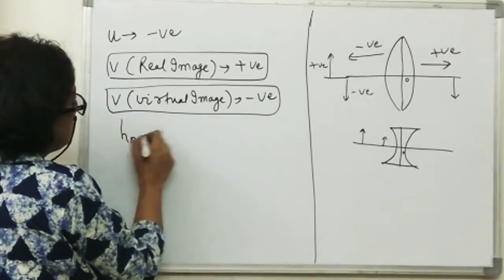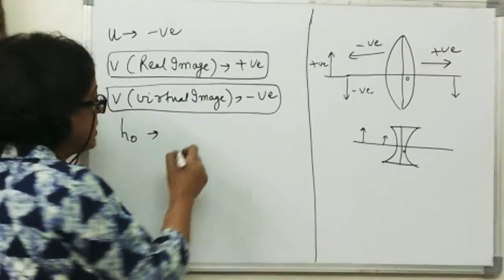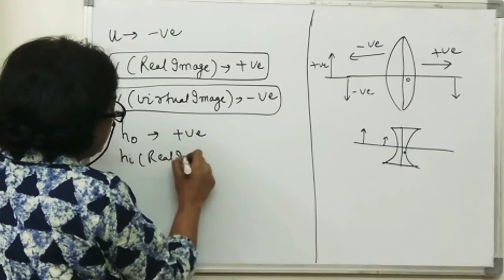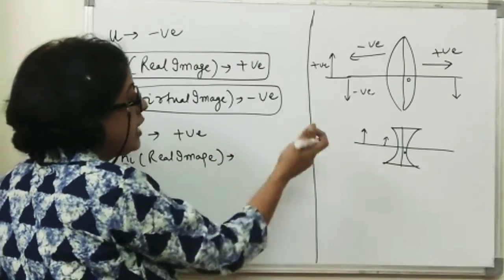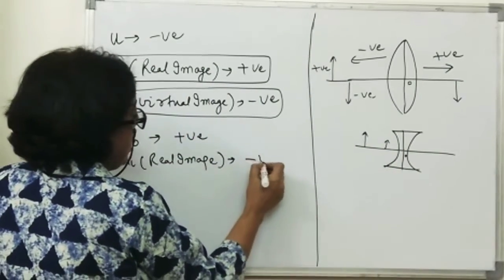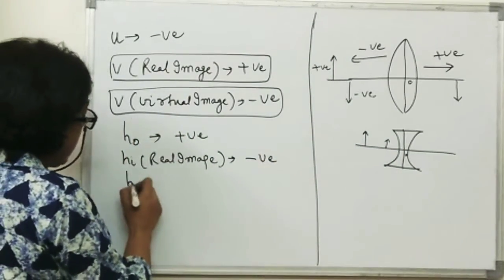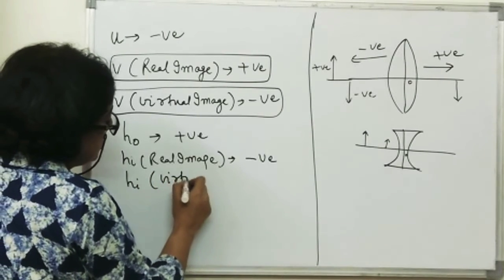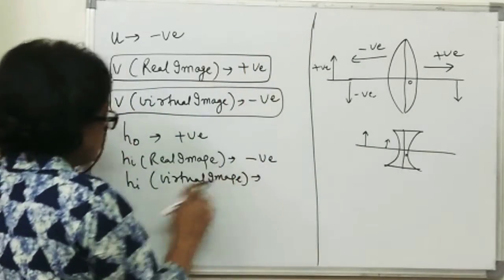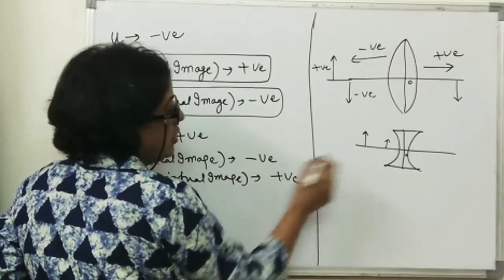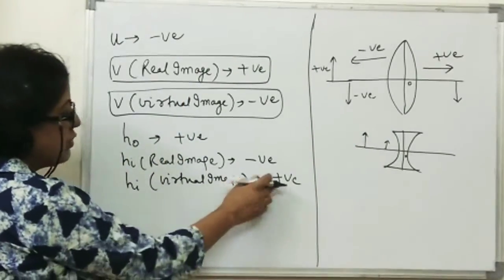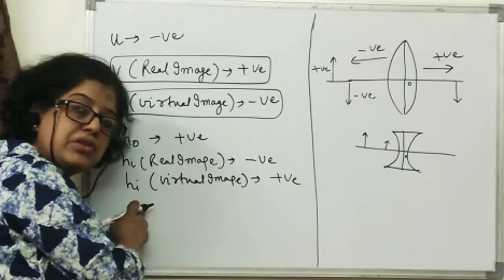Then height of object. We always keep the object above the principal axis. So height of object is always positive. Height of image for a real image: a real image is always inverted, formed below the principal axis. So height of image will be negative for a real image. Height of image for a virtual image is always erect, formed above the principal axis. So height of image will always be positive. This is the same in the mirrors as well.